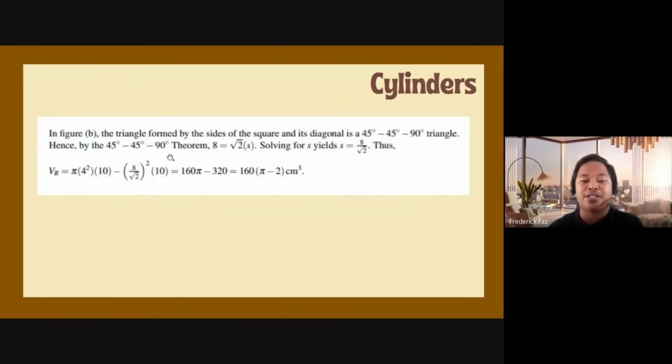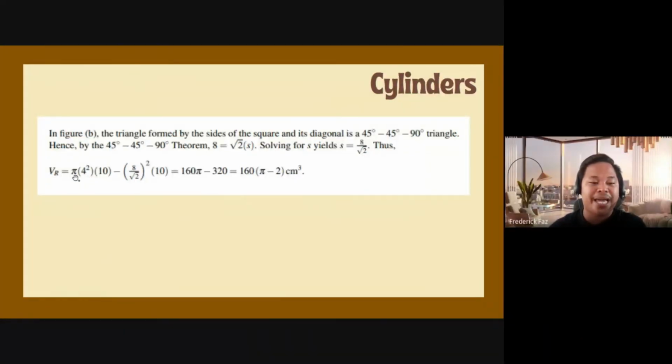And meron po tayong theorem na in a 45-degree 90 triangle, we can solve for S by dividing the diagonal by square root of 2. So yun po. So we have here the volume of yung ating pong hinahanap.